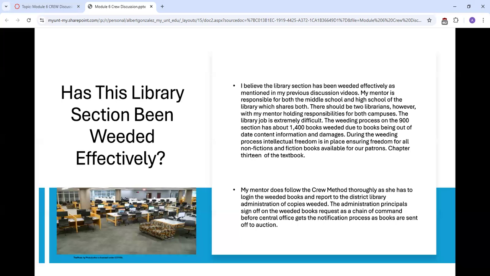During the weeding process, intellectual freedom is in place, like censorship and the freedom for our patrons, for nonfiction and fiction books. This came from chapter 13 of the textbook on guidelines of freedoms and censorships. My mentor follows the CREW method thoroughly, as she has to log the weeded books and report the copies weeded to the district library and administration. Then she has to report this to the campus principal, signing off for approval. Following the chain of command, it then goes to central office, and once these books are officially weeded, they get sent off to auction.